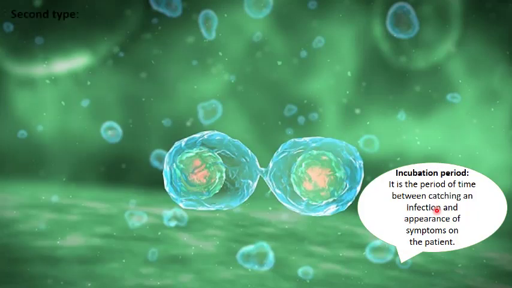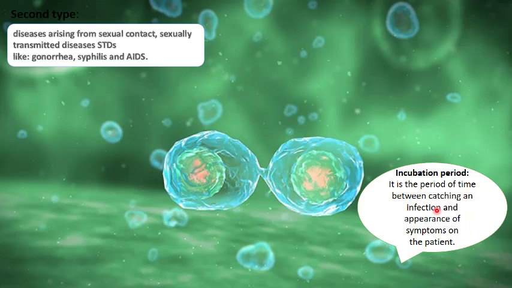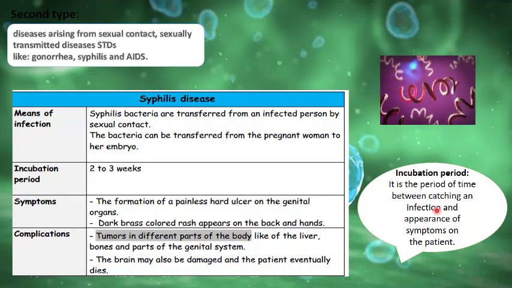The second type is diseases arising from sexual contact, sexually transmitted diseases like gonorrhea, syphilis, and AIDS. We will take the syphilis disease. Before we take it, we have here a note on the incubation period. Incubation period is the period of time between catching an infection and appearance of symptoms on the patient.